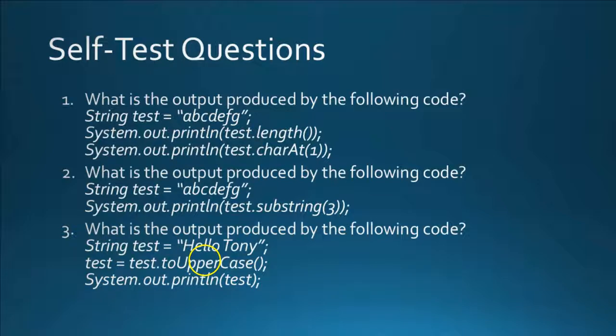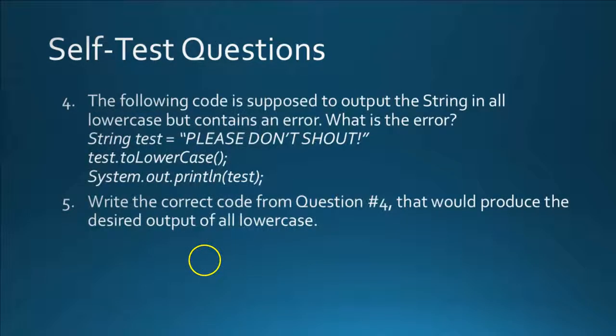Number 3. What is the output produced by the following code? String test = "Hello Tony", test = test.toUpperCase(), System.out.println(test). Number 4. The following code is supposed to output the string in all lowercase, but contains an error. What is the error? String test = "Please don't shout", test.toLowerCase(), System.out.println(test). Number 5. Write the correct code from question number 4 that would produce the desired output of all lowercase.